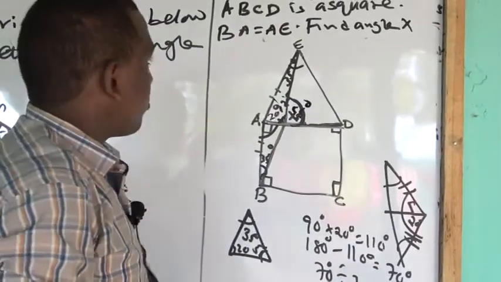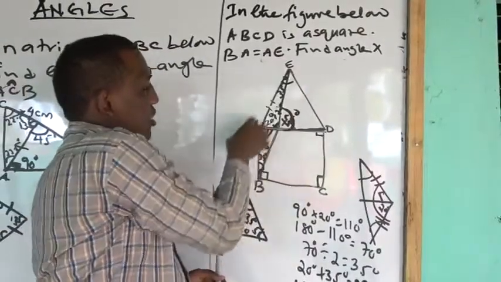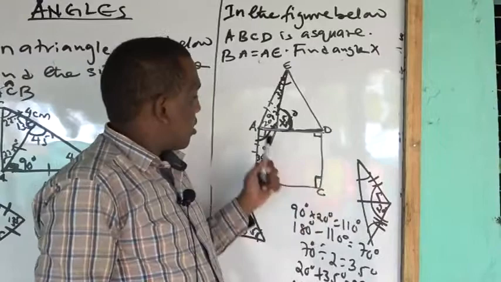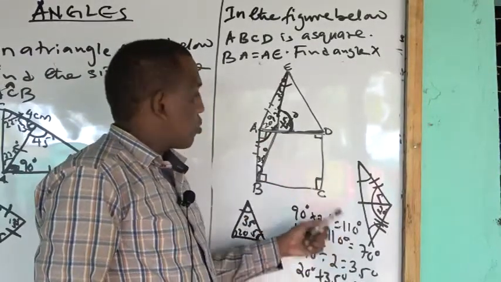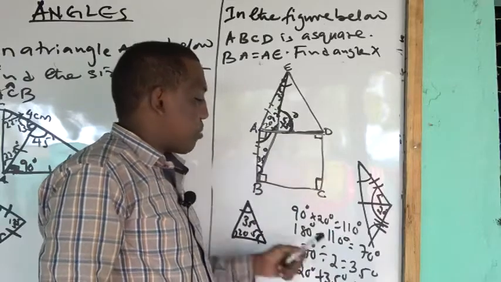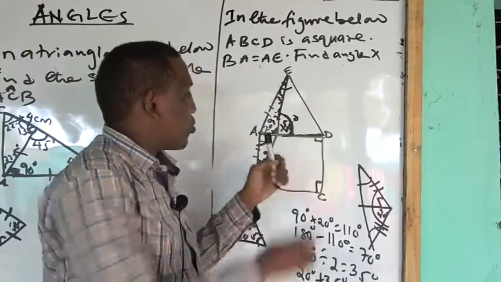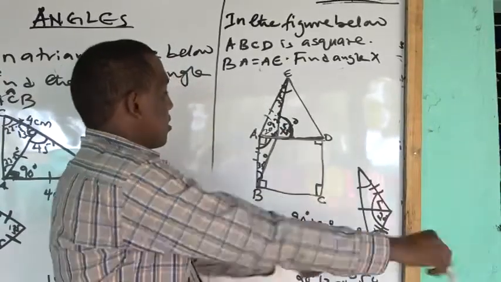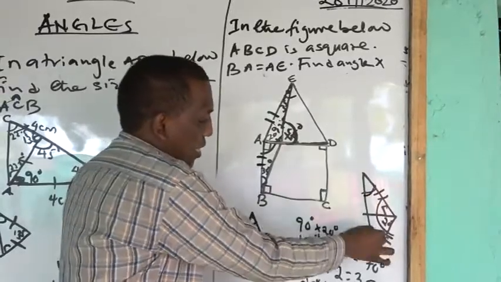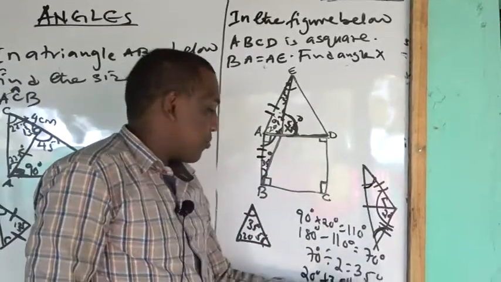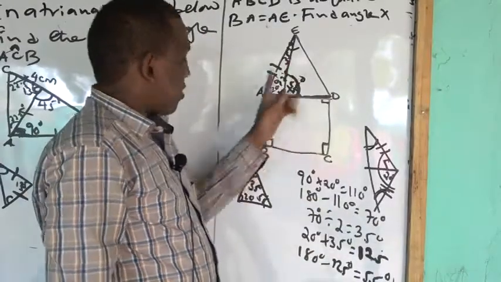I'm repeating. You are told find X. Remember, this is an isosceles triangle. This box is 90 degrees. 90 plus 20, you get 110. To get the two base angles, 180 minus 110 is 70 degrees. Divided by 2 for the two base angles. When you see these signs, it means the two bases are equal. So 70 divided by 2, you will get 35 degrees. So here is 35, here is 35.